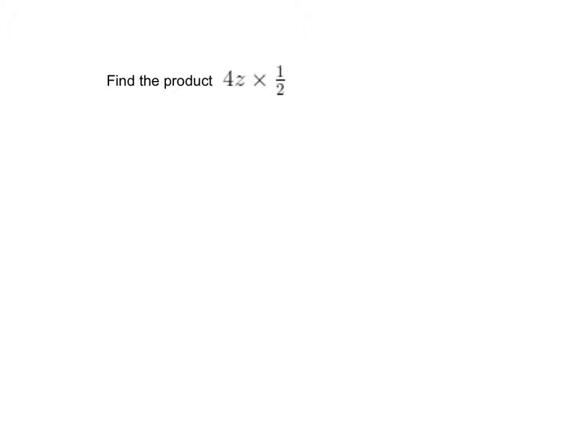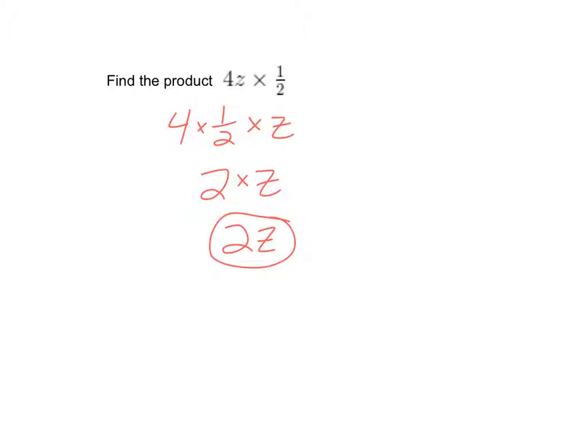Now we have 4z times a half. Again, I can rewrite it so that the numbers are in front. So 4 times a half times z. 4 times a half is 2, and we still have that z there. So 2 times z, which we would say as 2z.